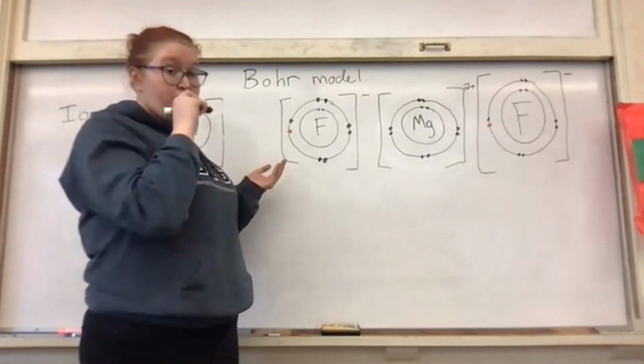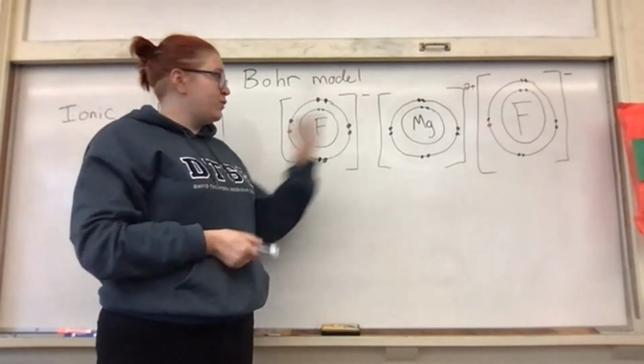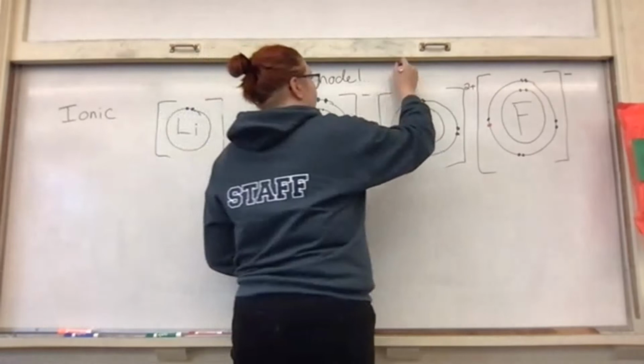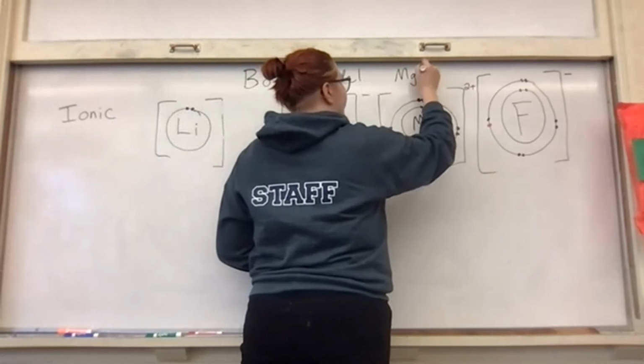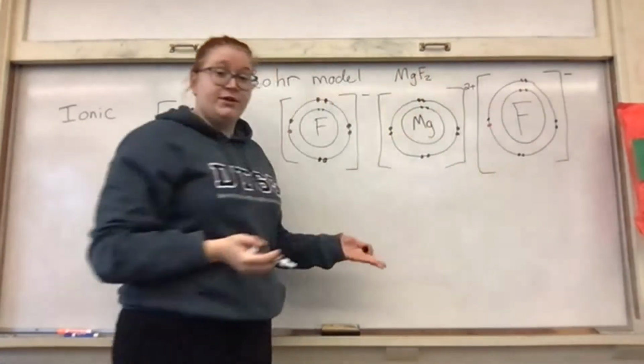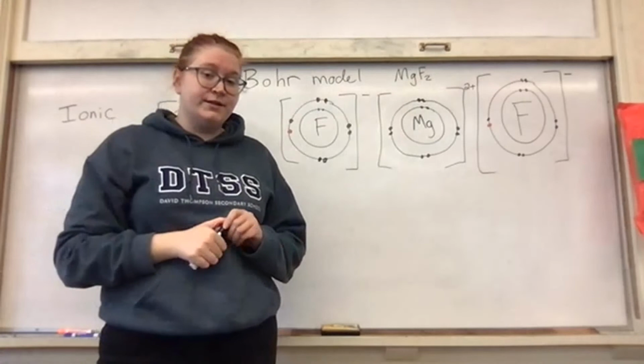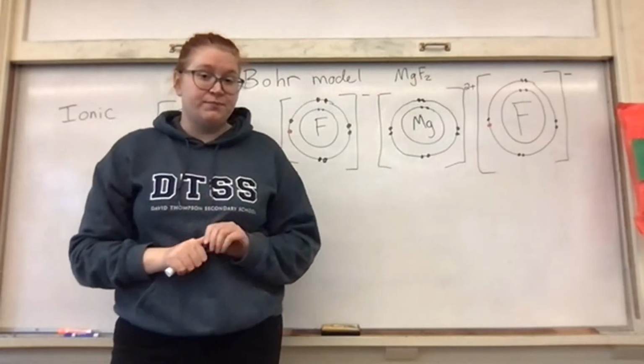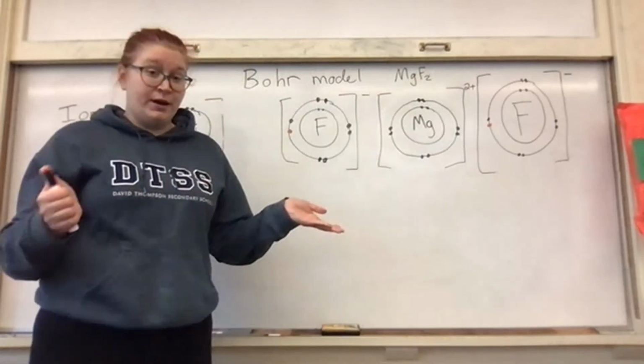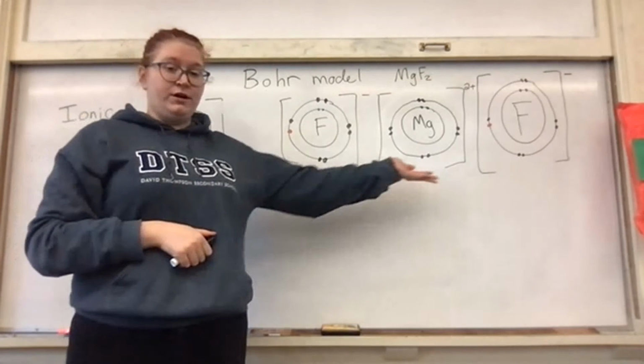So this is now my compound, magnesium fluoride. You would write the formula as MgF2 because you needed 2 fluorines to balance out the electrons from that magnesium. So that's an ionic compound, a Bohr model of an ionic compound.